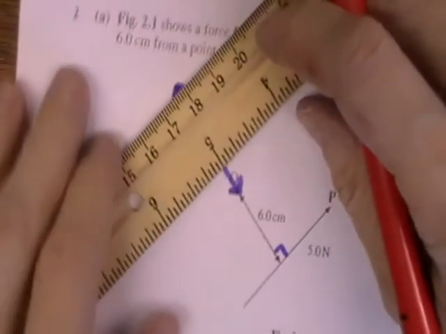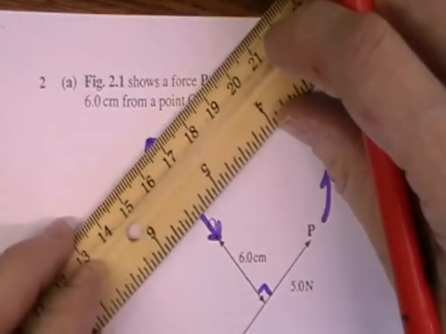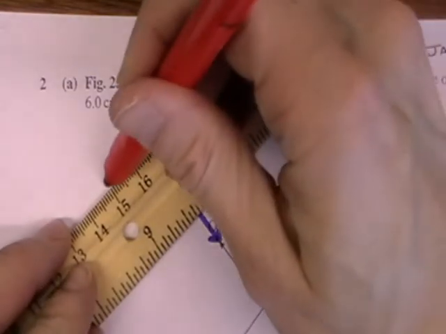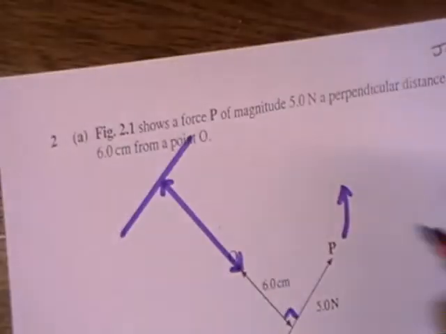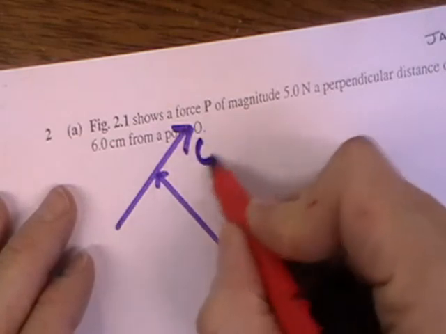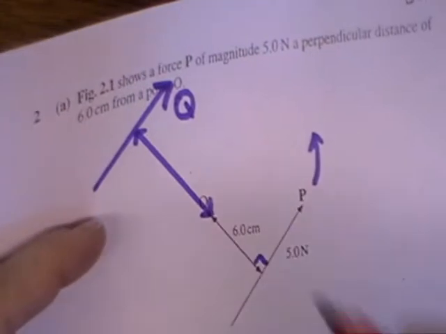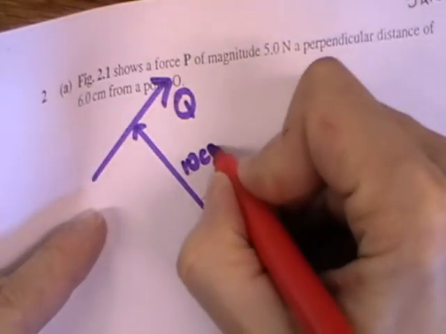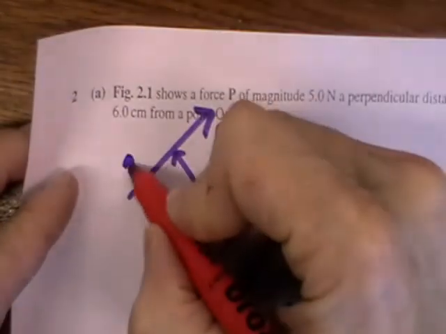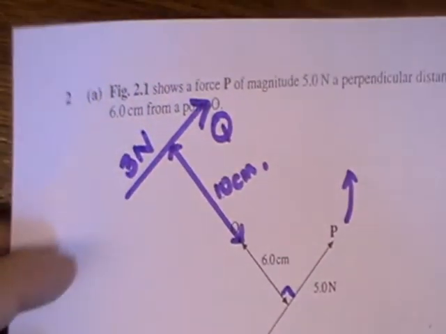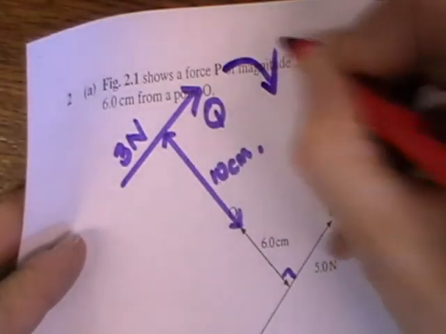And therefore your force is going to go in the opposite direction. Like that. So that's Q. You have to label it Q. And label the distance, and the distance is 10 centimetres. I'm just going to write 3 newtons in there as well. And it's going to make it turn in that direction.